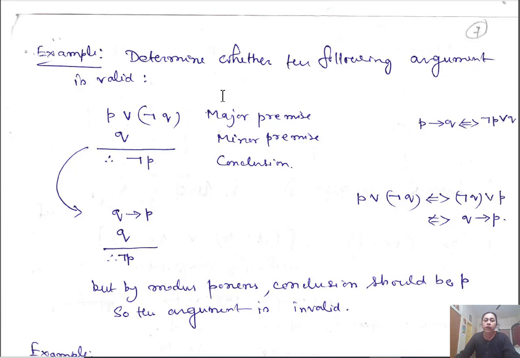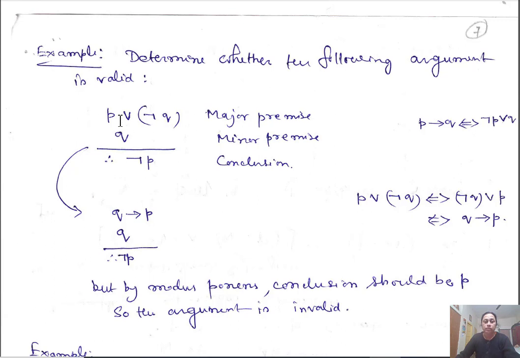Now I have to check whether this argument is valid. Here the major premise is given: P or negation of Q, and the minor premise is Q. The conclusion is therefore negation of P. So let us see whether it is valid or not.